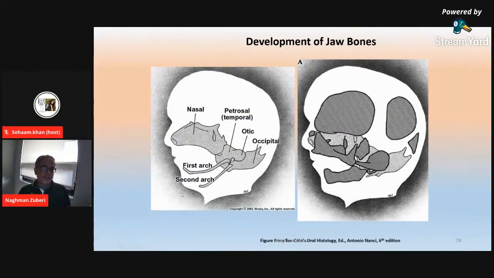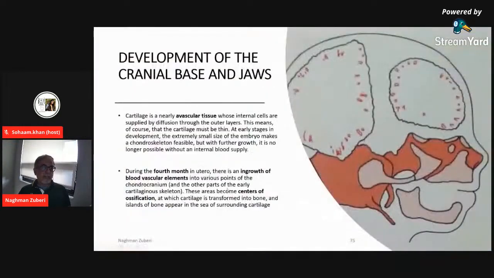First arch, second arch. Cartilage is a nearly avascular tissue whose internal cells are supplied by diffusion through the outer layers. This means, of course, that the cartilage must be very thin. At early stages in development, the extremely small size of the embryo makes a chondroskeleton feasible. But with further growth, it is no longer possible without an internal blood supply. Otherwise, blood supply will be very, very minimal.